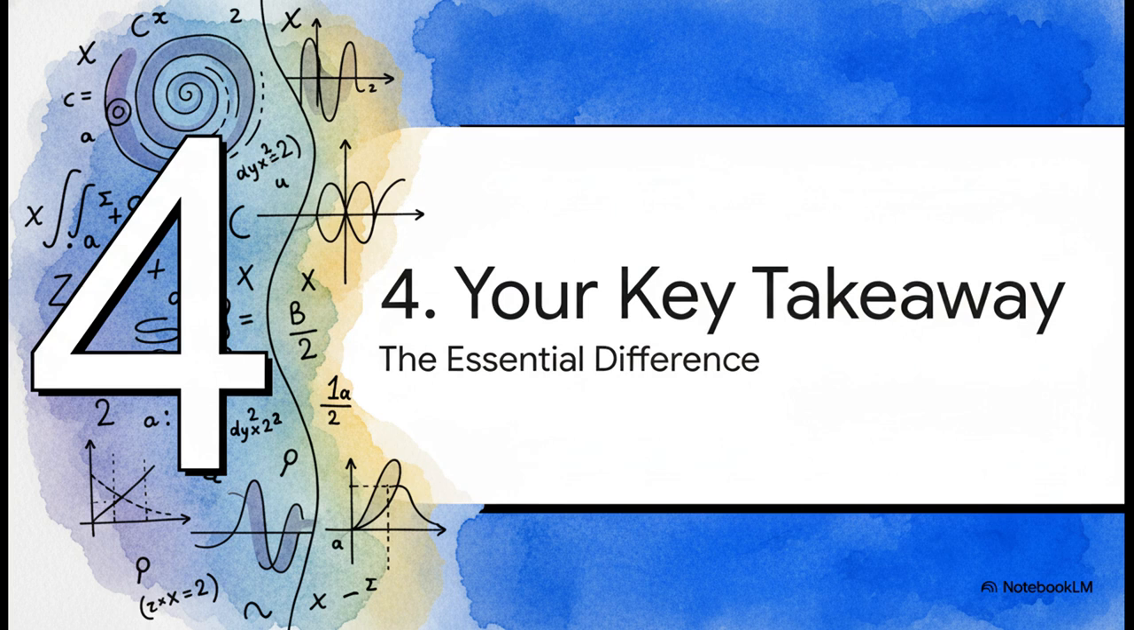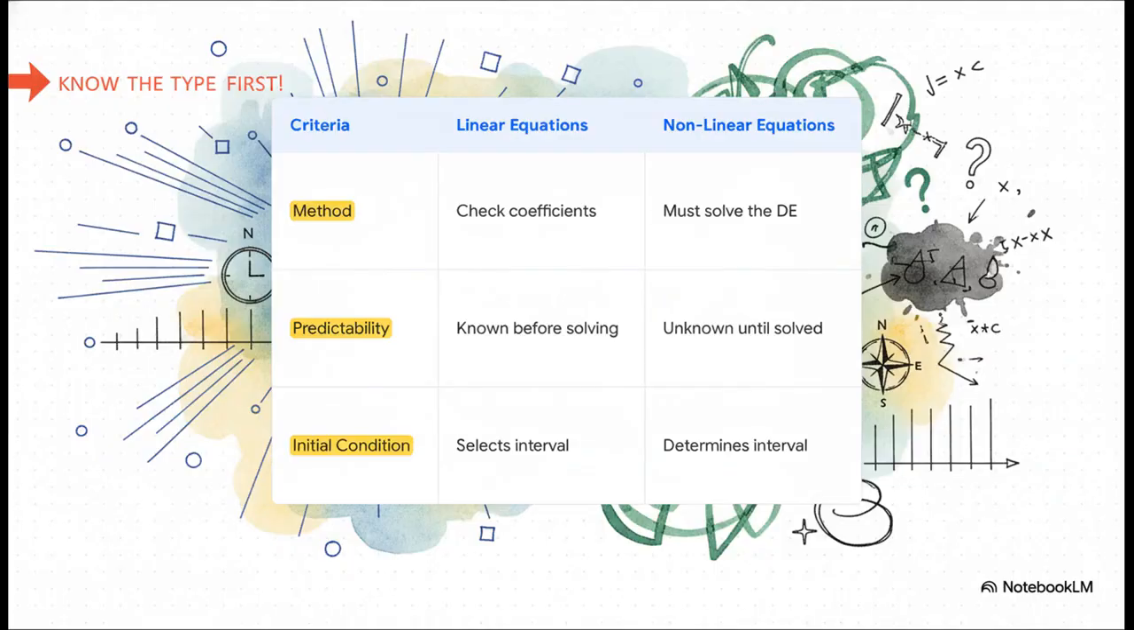So, after all of that, what is the key takeaway? What's the one thing you really need to remember? It all boils down to one essential difference in how you approach these problems. Let's just put it all on one table to make it super clear. For linear equations, your method is to check the coefficients p of t and g of t before you solve. It's predictable.